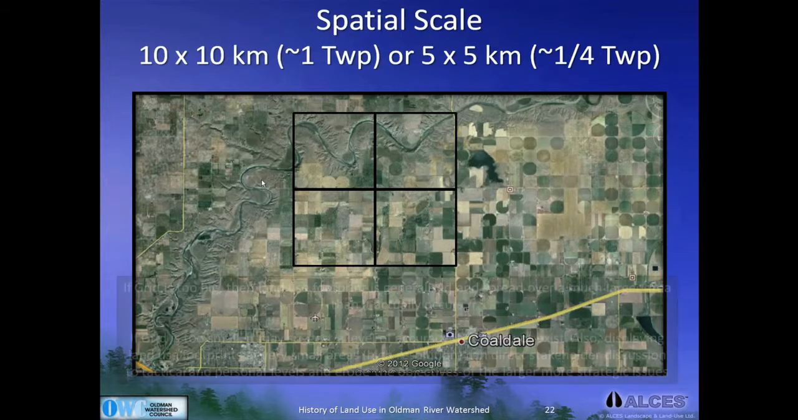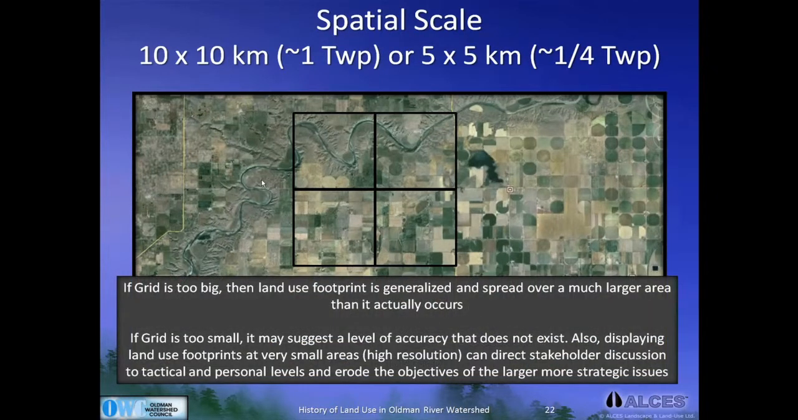So if the grid is too big, then these land uses are generalized and spread over a much larger area than it actually occurs. And if the grid is too small, it actually suggests a level of accuracy that doesn't exist based on the data.